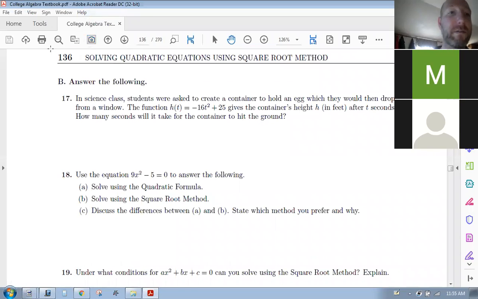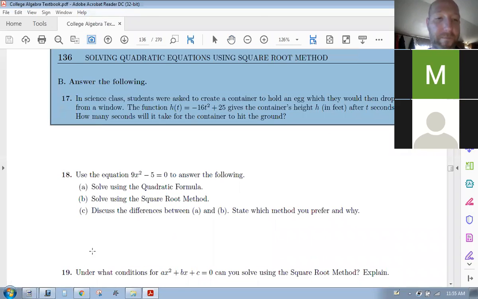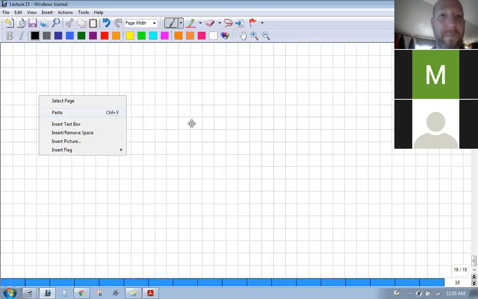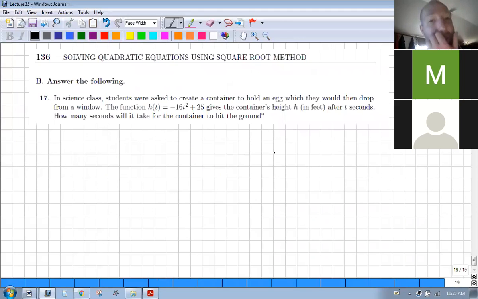All right, let's answer the following. In science class, students were asked to create a container to hold an egg, which they would then drop from a window. The function h of t gives the container's height in feet after t seconds. How many seconds will it take for the container to hit the ground? Well, here's the height. It hits the ground when the height is 0.